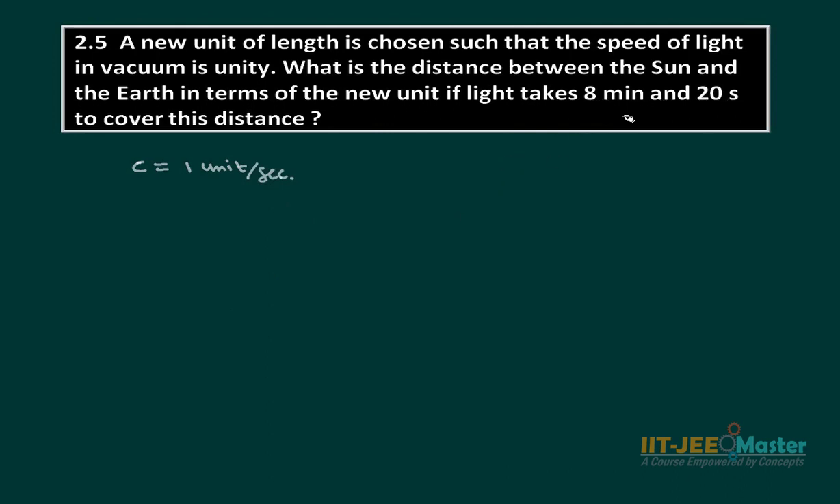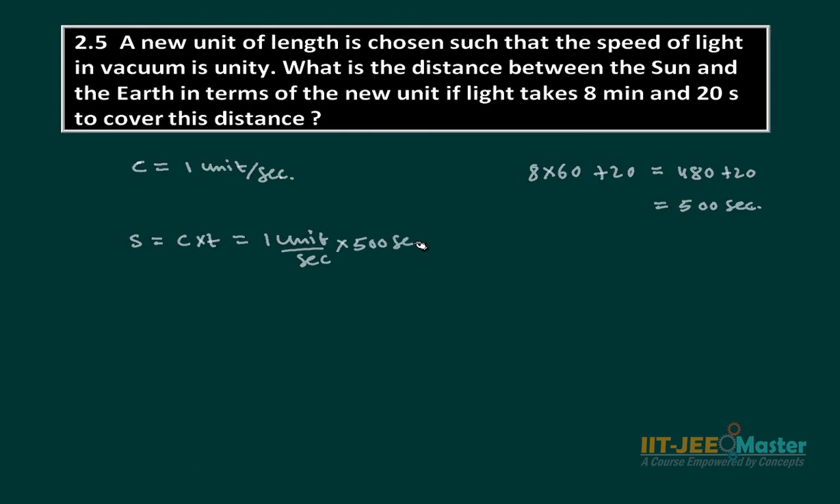We'll convert first it into the seconds. 8 into 60 plus 20. It is 480 plus 20, that is 500 seconds. Then distance will be c into time, where c is new unit per second into second, that is equal to 500 units.